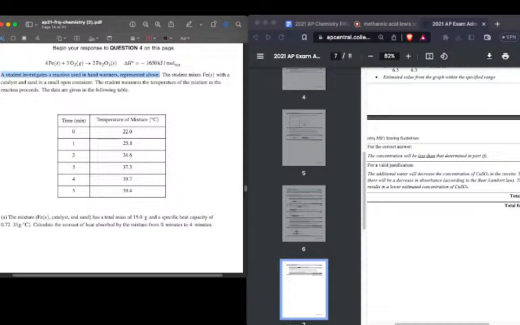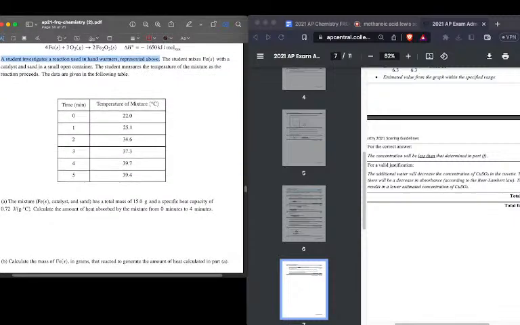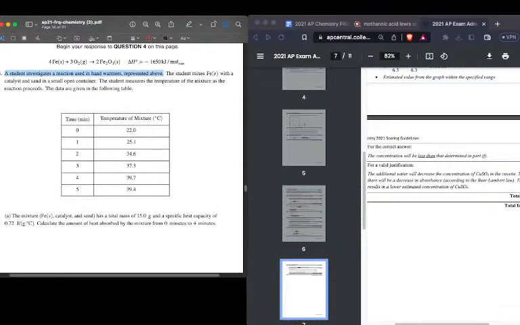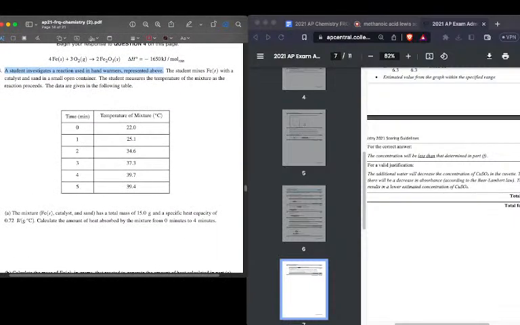Whatever. A student investigates a reaction used in hand warmers represented above. They mix iron with a catalyst and sand in an open container. A student measures the temperature of the mixture as the reaction proceeds, and the data are here. The mixture has a total mass of 15, and the heat capacity is this. What's the total heat absorbed from 0 to 4 minutes?